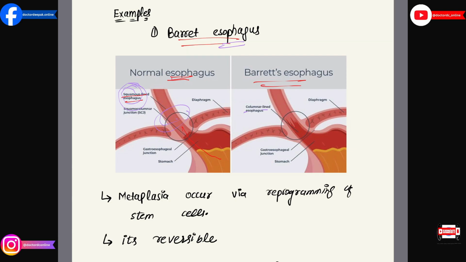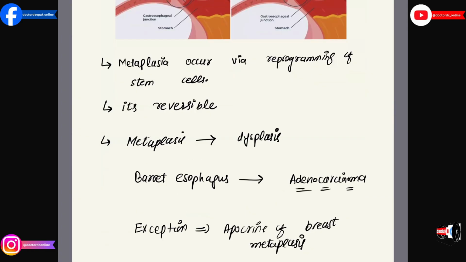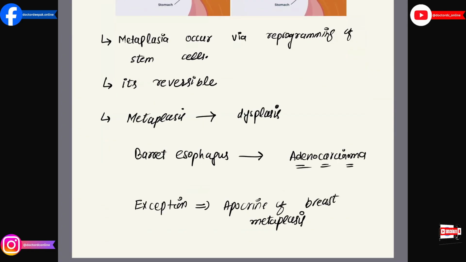Another thing they can ask you is how the metaplasia will occur. Basically, metaplasia will occur with the reprogramming of stem cells. Keep in mind, this is an important MCQ: how can metaplasia occur? It can occur with the reprogramming of stem cells. And always keep in mind, metaplasia is reversible. It means if you treat the gastroesophageal reflux disease, your epithelium is going to be normal. Your squamous epithelium is not going to be columnar. So it is always reversible.